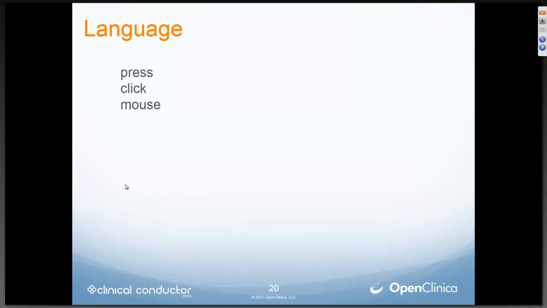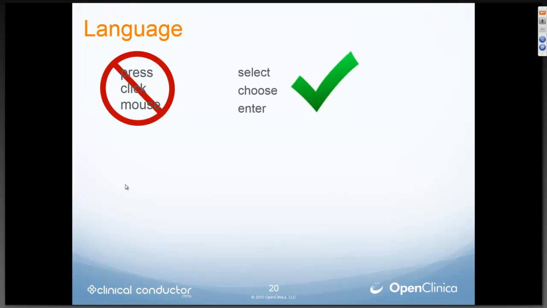From a language standpoint, when you're designing your instruments to be used electronically, try to avoid terms like press, click, and mouse, things that sort of presume the user is sitting in front of a PC with a mouse. Instead of those types of terms, you might think of using terms like select, choose, or enter. And these three terms would really apply across different types of devices and would apply to touch screens as well as more traditional PCs.